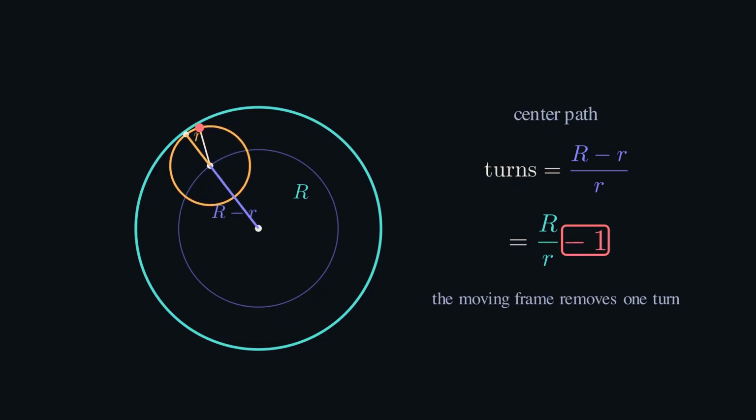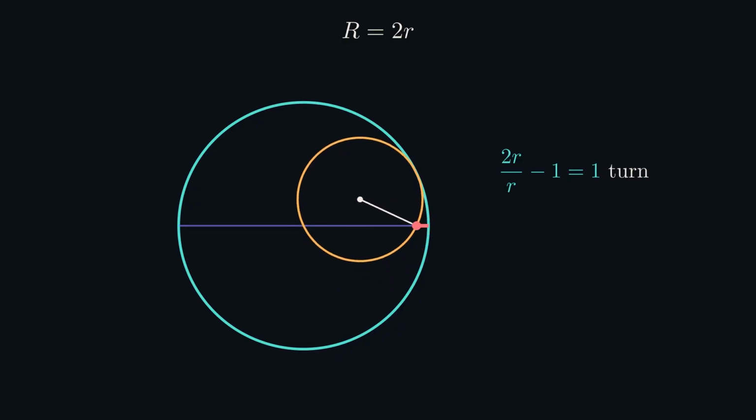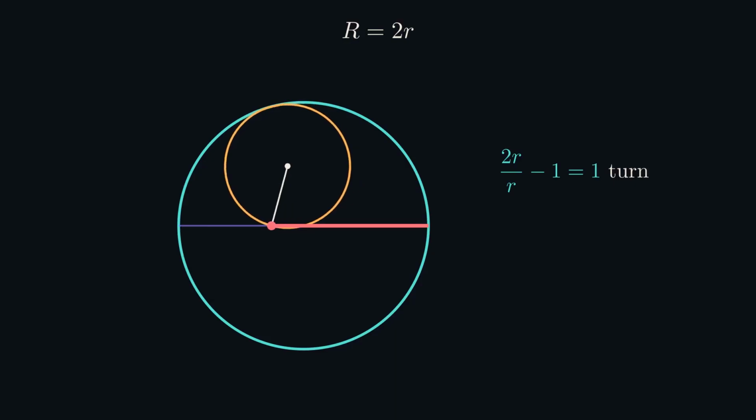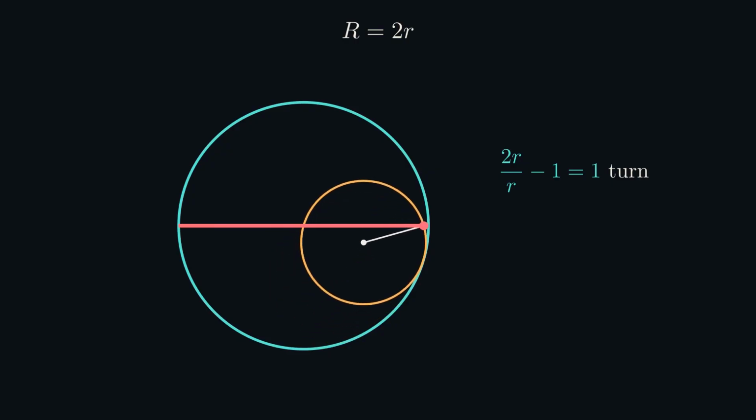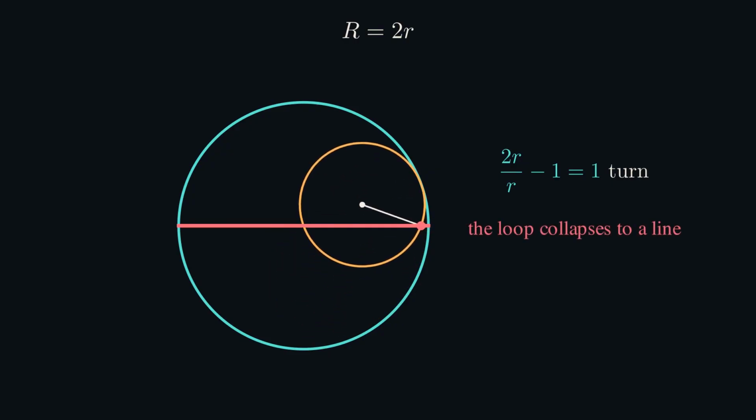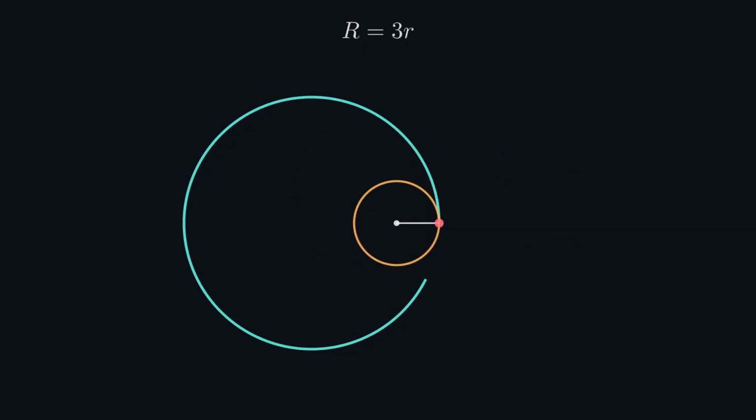Here is a sharp test. Let the large circle have twice the radius of the small coin. The formula says 2 minus 1 equals 1 turn. As the small coin rolls once around the inside, its center traces a circle whose radius equals its own radius. Mark a point on the small rim. The point doesn't trace some complicated loop. It moves back and forth along a straight diameter. That is wonderfully severe. We change the plus to a minus, and the looping path collapses into a line.